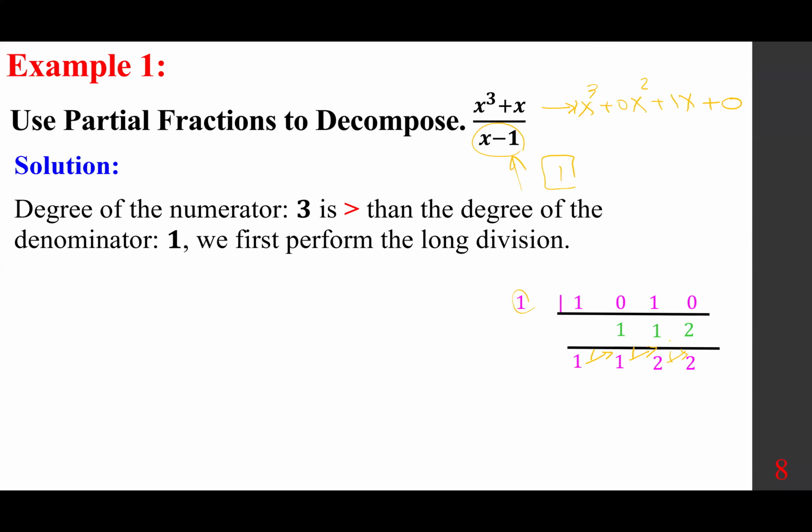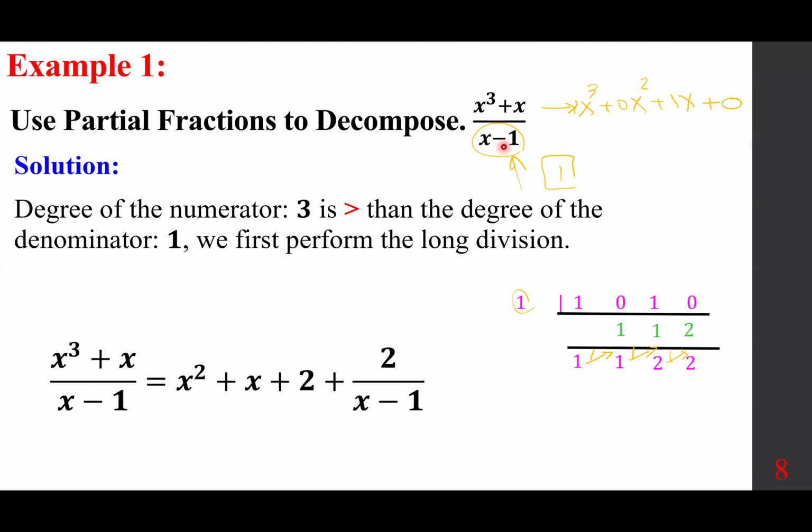Now, the degree of the numerator is 3. The degree of the denominator is 1. So this has degree 3 minus 1 or 2. So this is 1x squared plus 1x plus 2, plus 2 over x minus 1. And there's nothing you have to do. This is as simple as it gets. We are done with that. Okay. So there is no need to do partial fraction. When we do the long division, we end up with the remainder, which is in a simplest format, 2 over x minus 1.